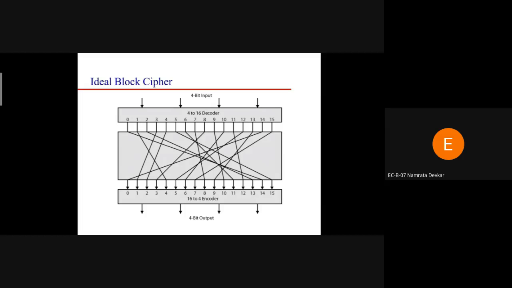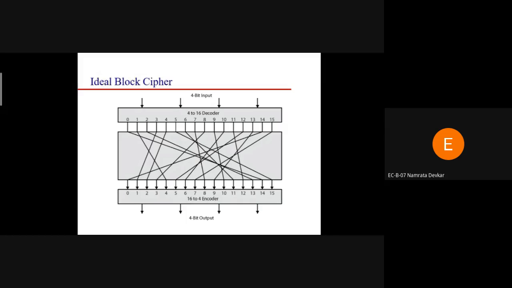Here we can hide the information into various numbers. Suppose at the 0th position, the information is hidden in place of 14, then 1 is hidden into 4, 2 is hidden into the next one. So according to the mapping, we can hide the information by using the ideal block cipher. It is a standard algorithm, so based on this mapping, we can hide the information in the ideal block cipher.